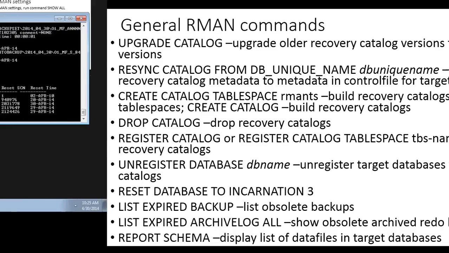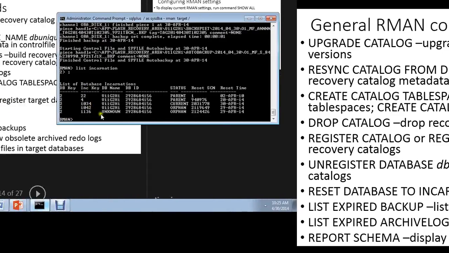So I have multiple incarnations on my database right now. My current one is this one, 1034. The reason why this looks really awkward is I had to perform a recovery for a dropped tablespace, so this is not what it typically looks like. But basically, I have multiple incarnations. I have 5 of them.